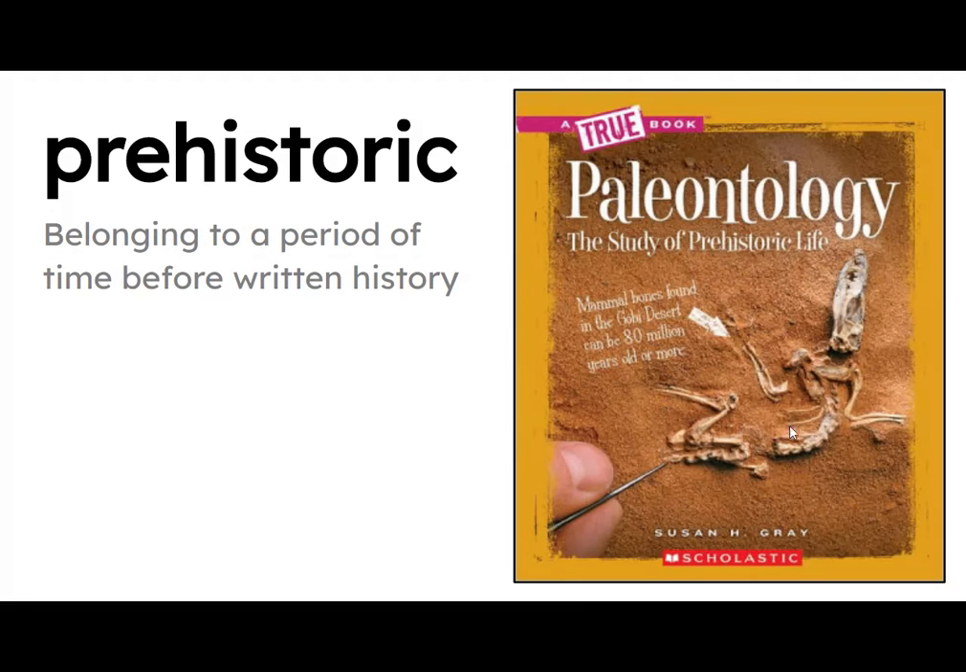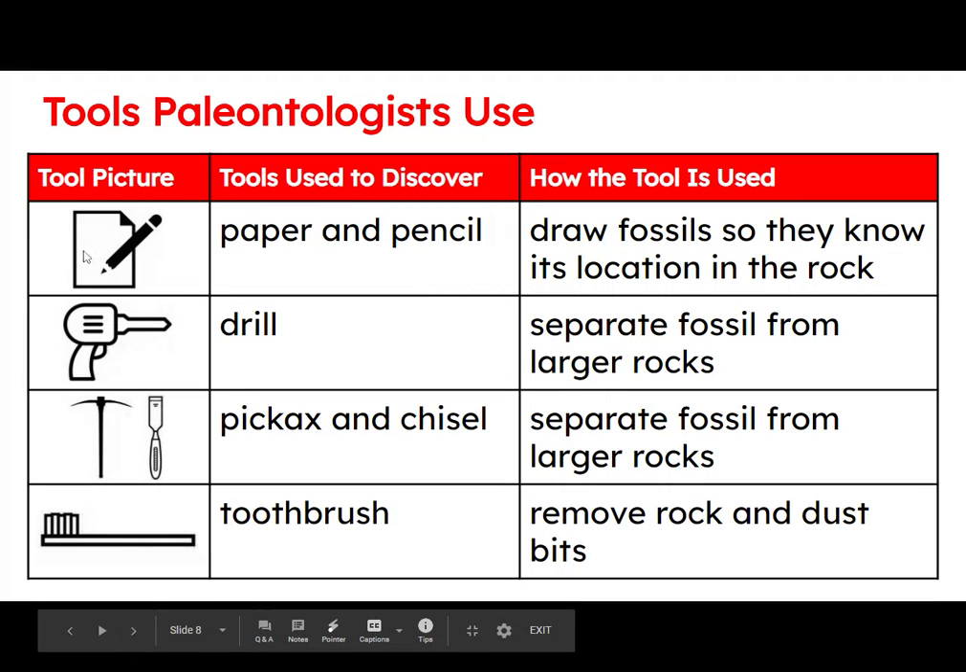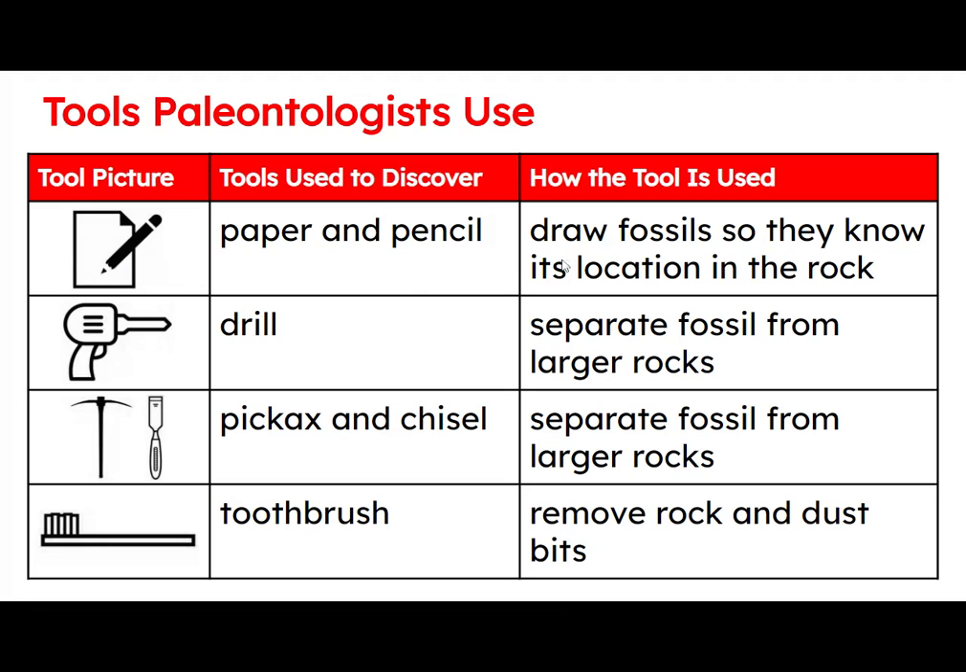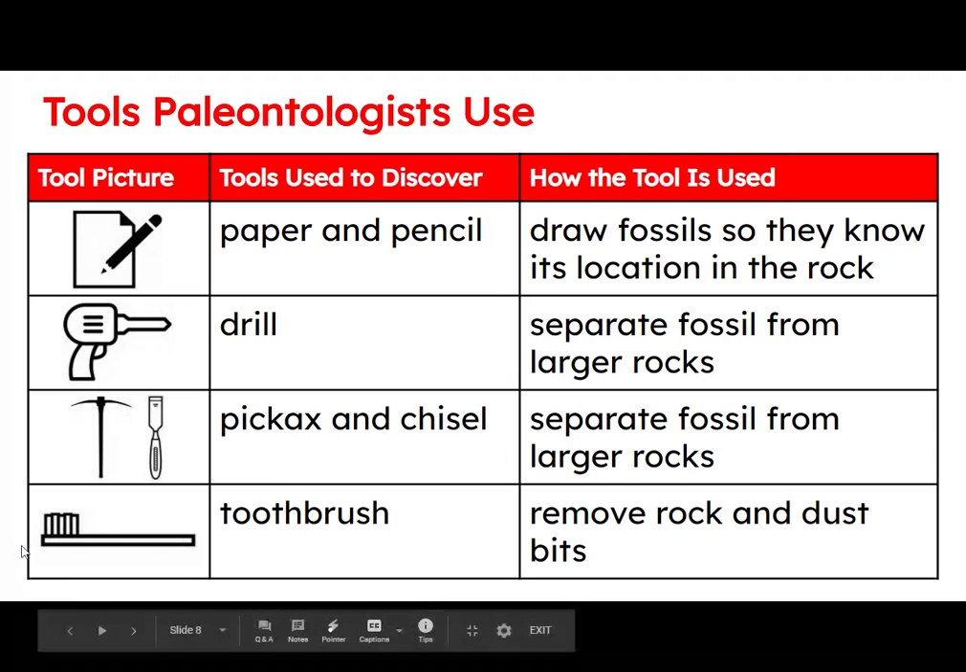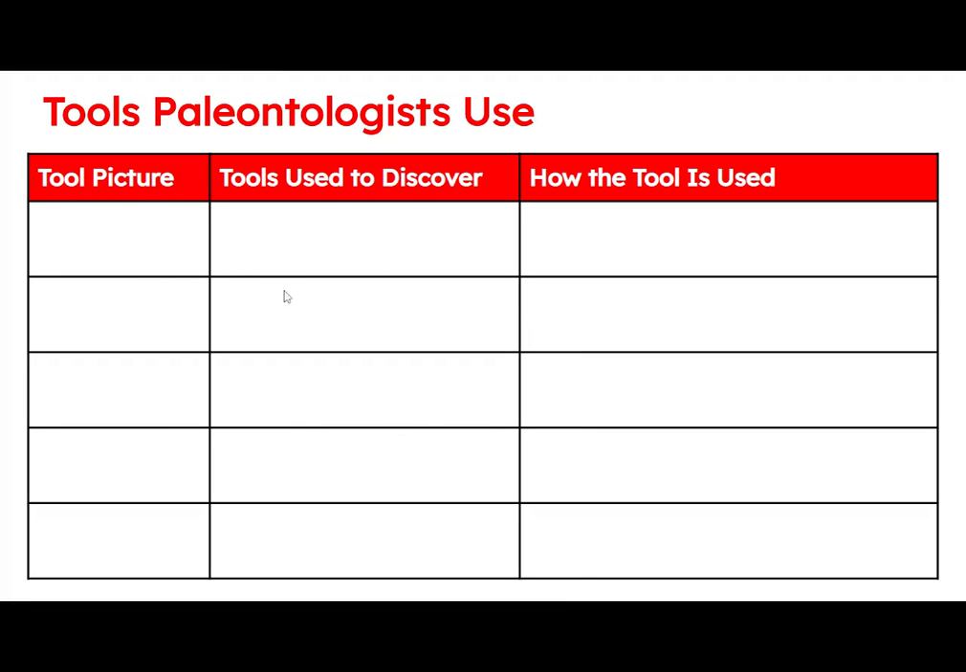Okay, and you can see on the cover they are discovering fossils. So here's some tools we talked about yesterday. Paper and pencil is a tool, and it's used to draw fossils so they know its location in the rock. A drill is a tool, and it's used to separate fossils from larger rocks. A pickaxe and a chisel are used to separate fossils from larger rocks, and a toothbrush is used to remove rock and dust bits. So today we're going to fill in this chart with new tools that we learn about today.